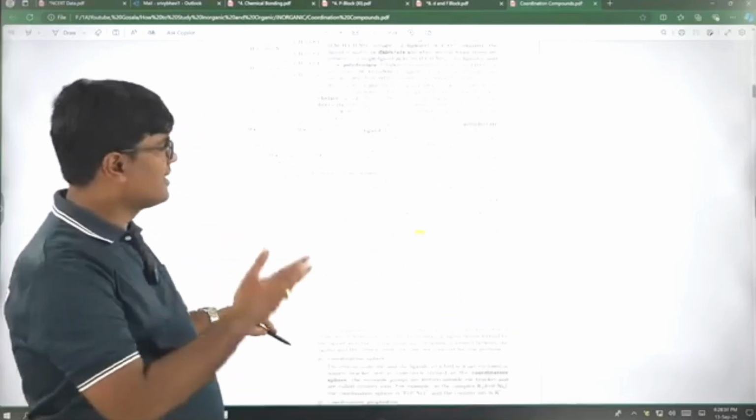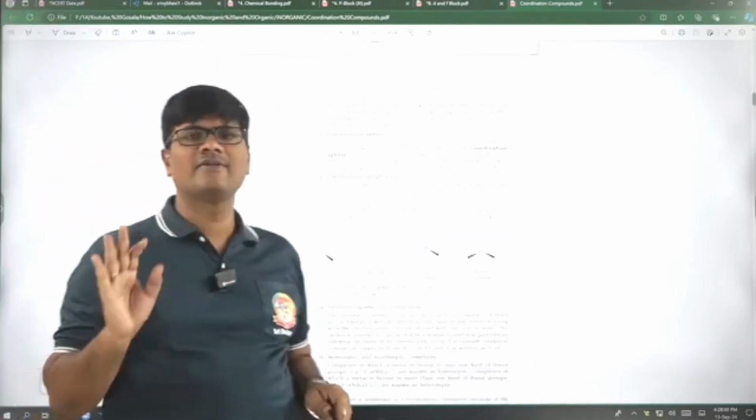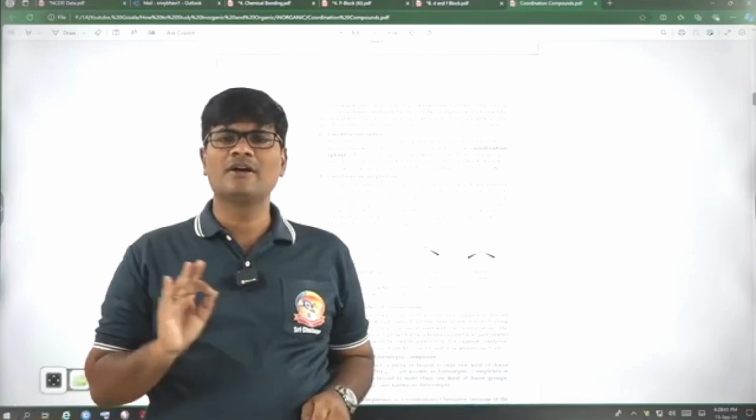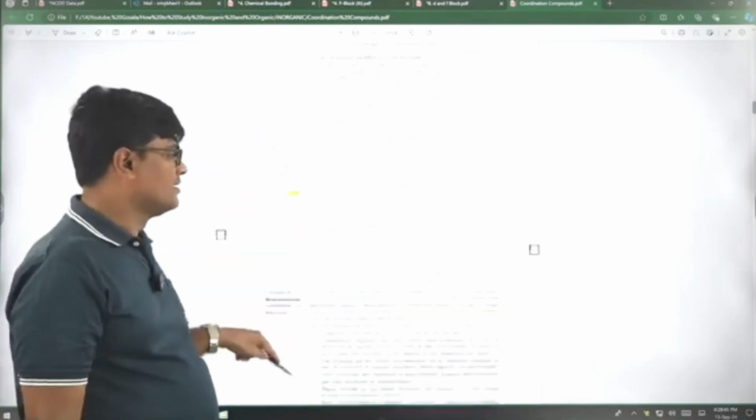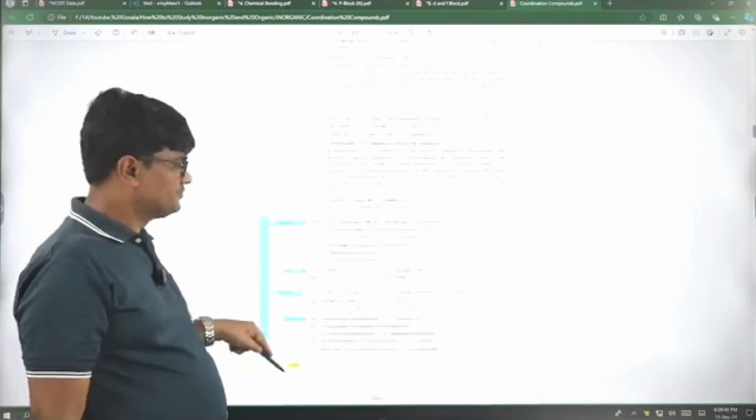Clear? And also ligands and their nature, everything, strictly everything from NCERT. Don't need to go beyond a single line from the NCERT. Everything you will get from the NCERT only. How to write the names.